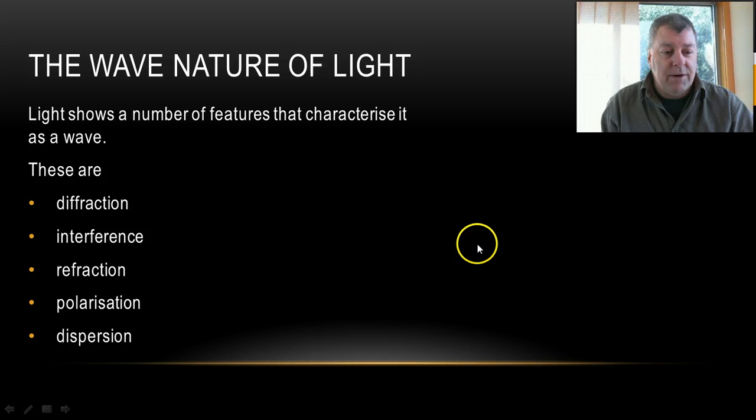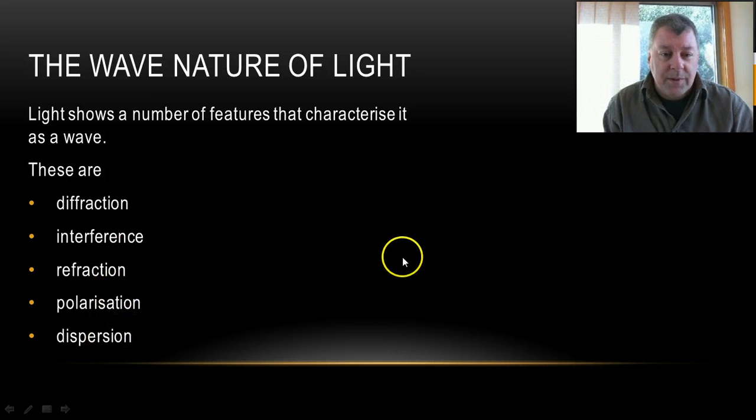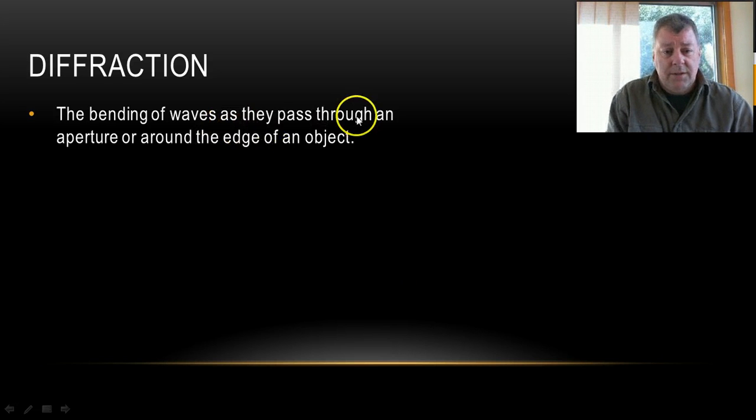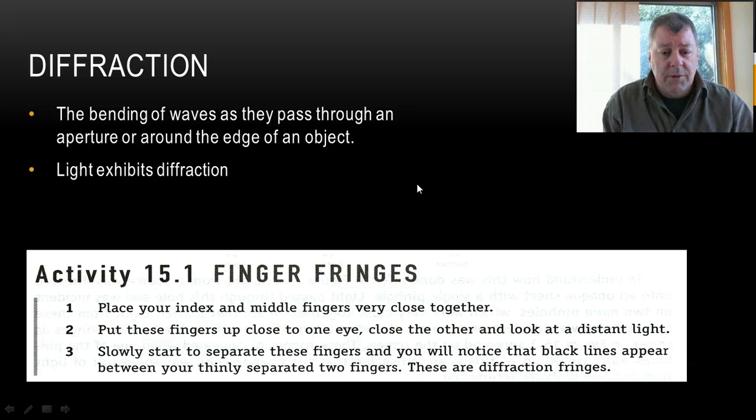So predominantly for us, these are the things that we will look at in our physics course: diffraction, interference, refraction, polarization, and dispersion. The other things are not in this course, unfortunately. Can't fit everything in. So diffraction of light is exactly the same as diffraction of sound or water waves. It's the bending of waves as they pass through an aperture or around the edge of an object, and light does that as well.